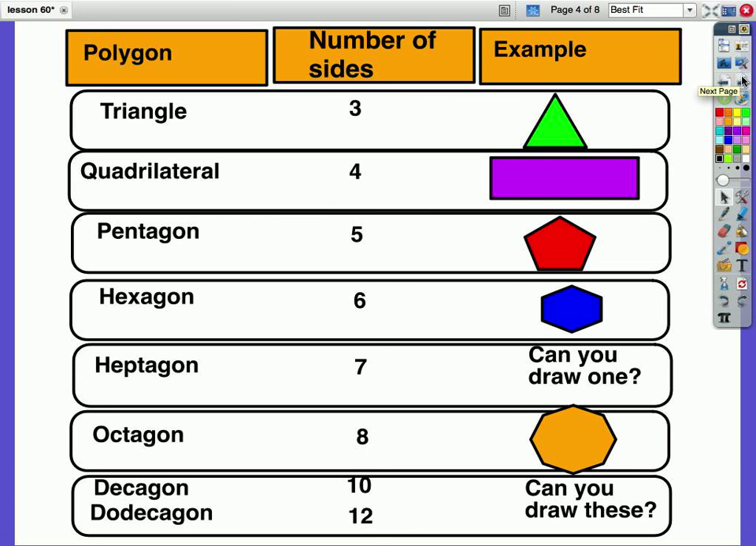So here's a chart for you with some different polygons, how many sides they have, and an example. So a triangle has 3 sides, quadrilateral 4 sides, pentagon 5, hexagon 6, heptagon has 7. If you want to try to draw one, go ahead. Octagon has 8, looks like a stop sign. Decagon has 10, a dodecagon has 12. If you want to, you can try to draw them.